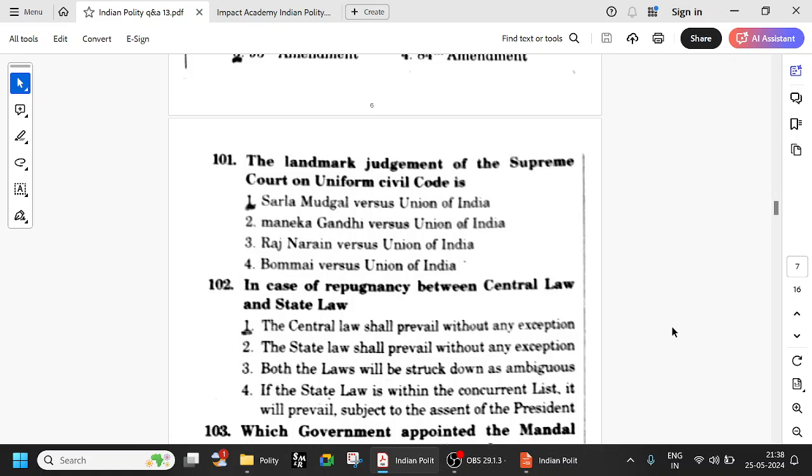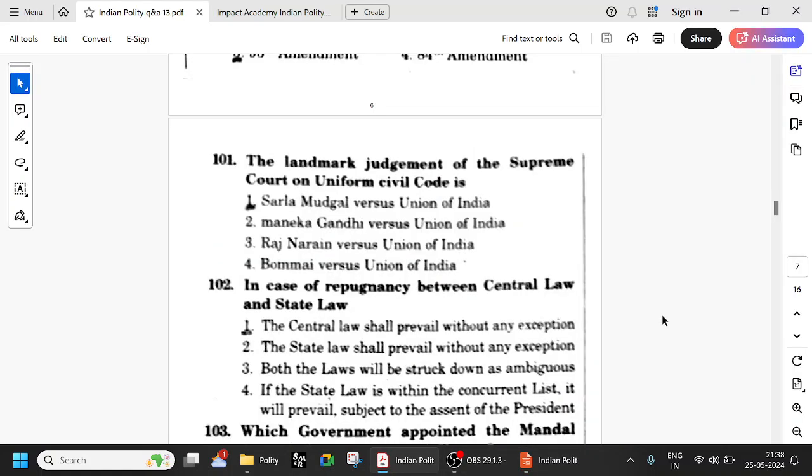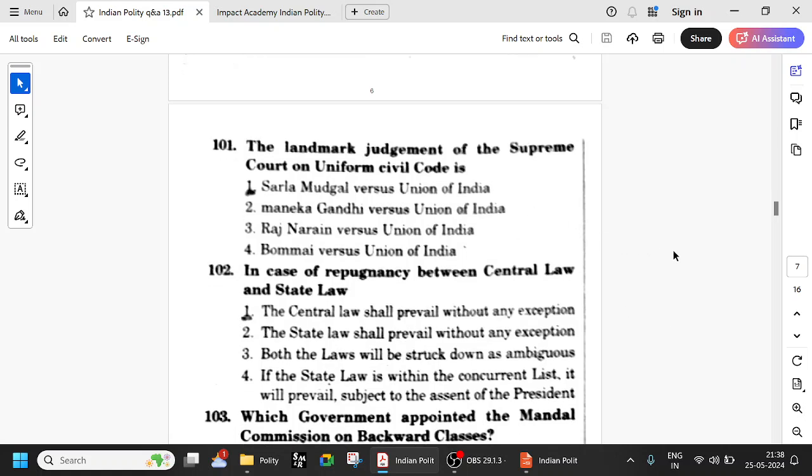So the landmark judgment of the Supreme Court on Uniform Civil Code is the Sarla Mudgal versus Union of India. So Sarla Mudgal versus Union of India is the landmark judgment of the Supreme Court on Uniform Civil Code. So Uniform Civil Code is Article 44. Very, very, very important. Okay, Article 44 is Uniform Civil Code, and the judgment related to that is Sarla Mudgal versus Union of India. Remember these landmark cases.